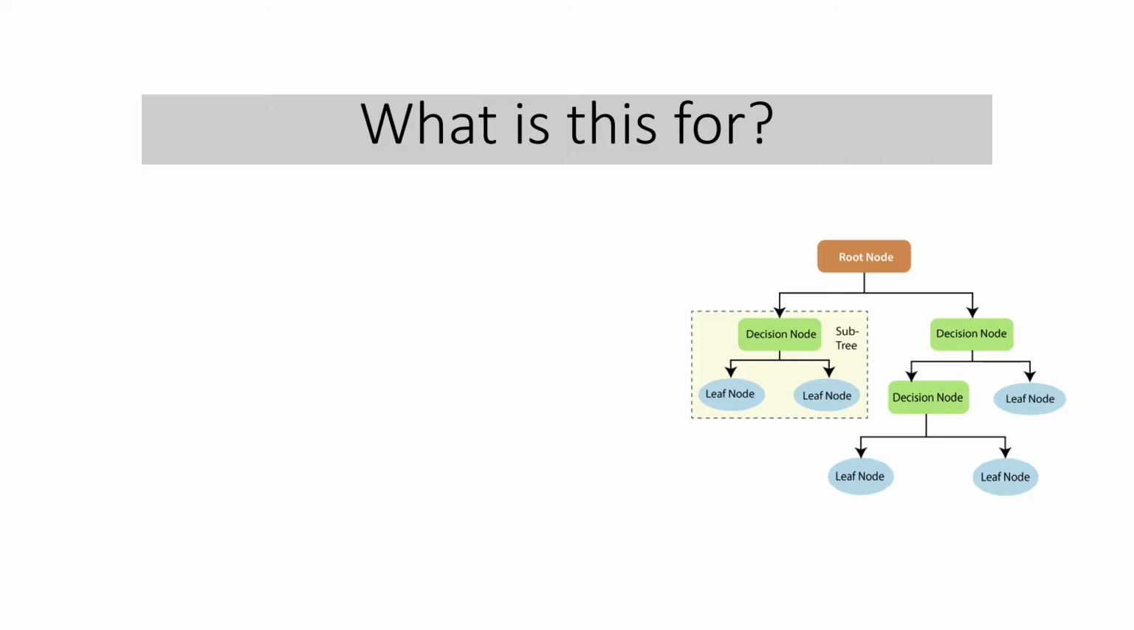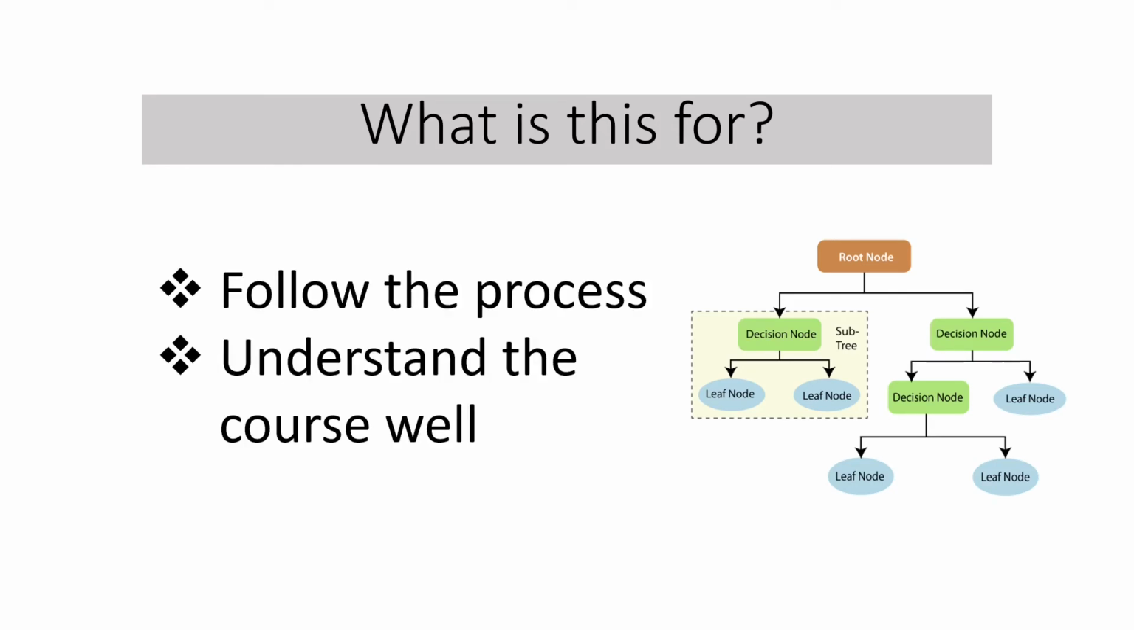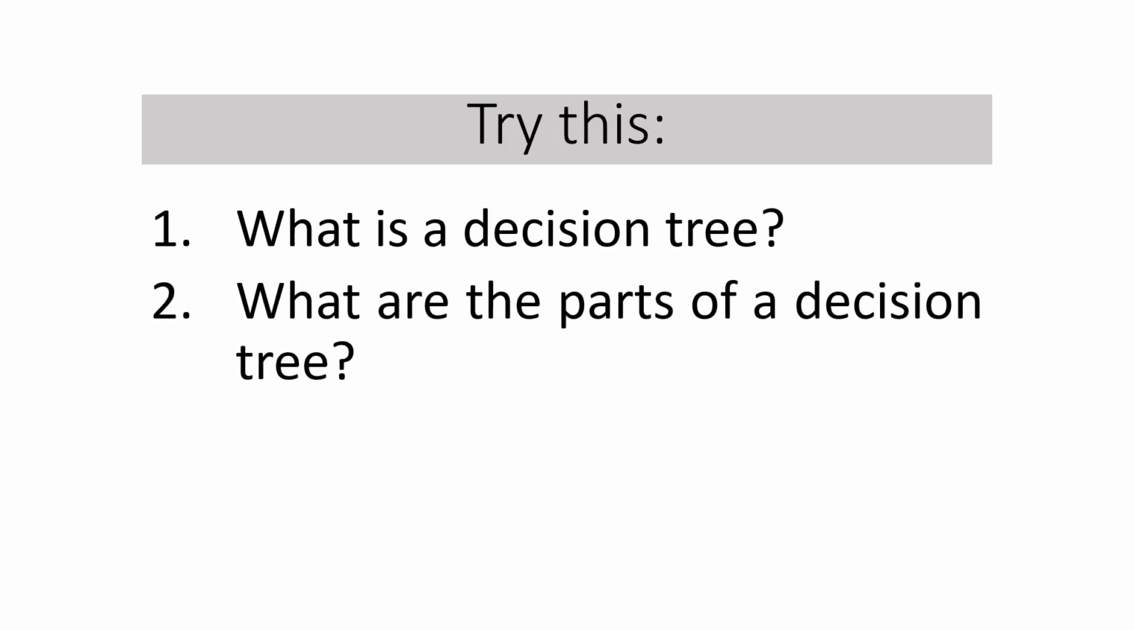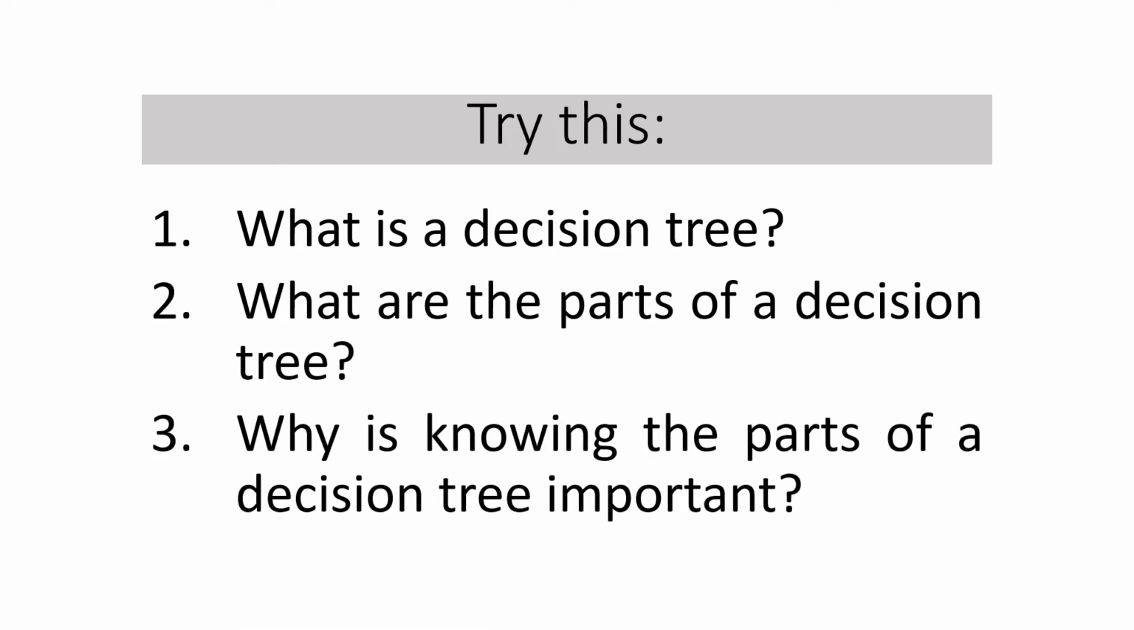What is this for? Why do we have to study this? Knowing the definition and parts of a decision tree, you will be able to follow through the process of making a decision. As far as this course is concerned, you will be acquainted with the terms that are vital in this course. After all being said and done, let's try this. What is a decision tree? What are the parts of a decision tree? Why is knowing the parts of a decision tree important?